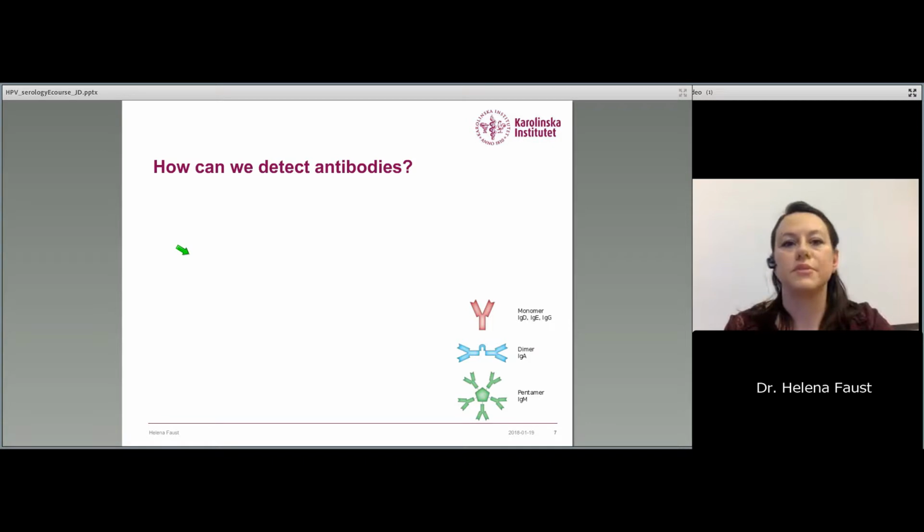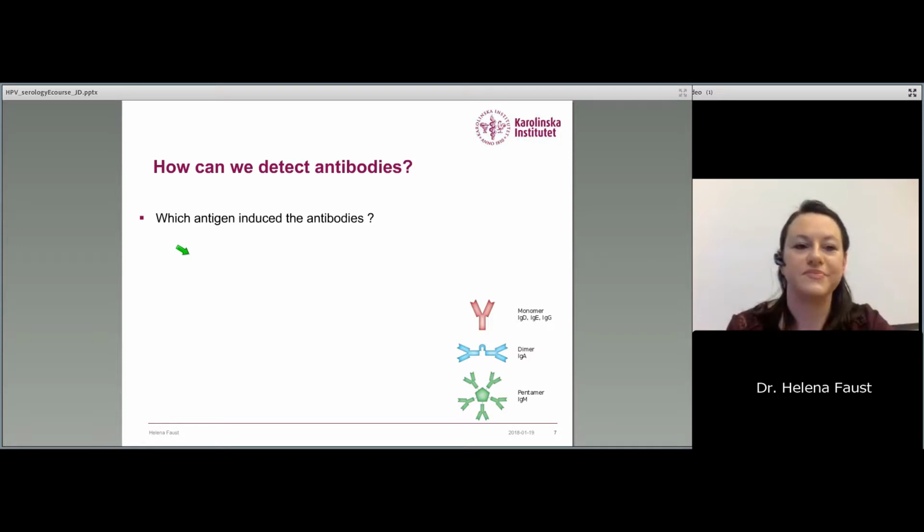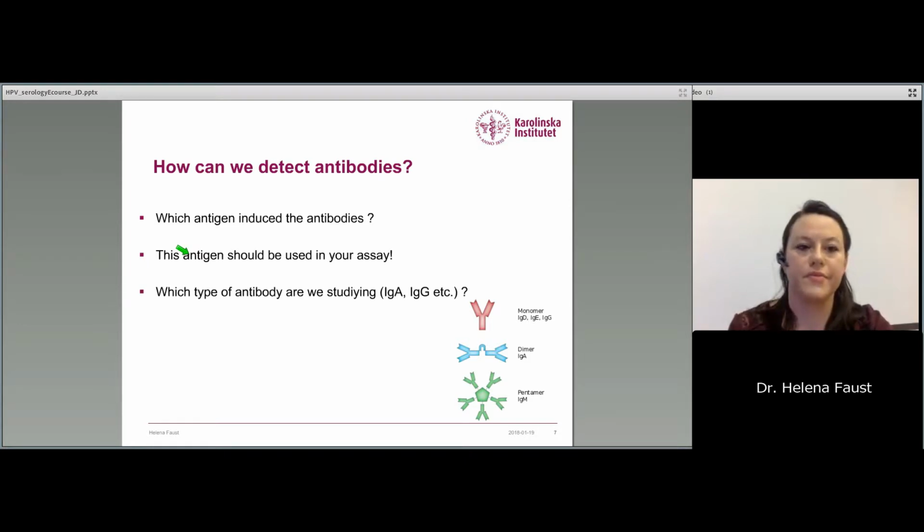So how can we detect these antibodies? First, if we want to set up an assay, we need to know what we want to see, meaning what kind of antigen induces the antibodies we want to detect. Secondly, we have to have such an antigen for that assay. And then we have to decide what type of antibody we want to detect. Is it IgA? Is it IgG? Is it a neutralizing antibody?